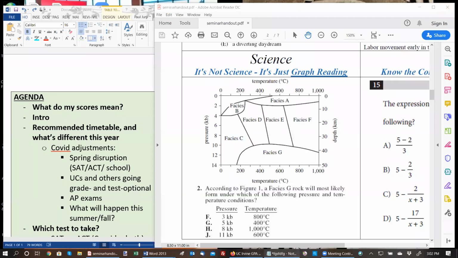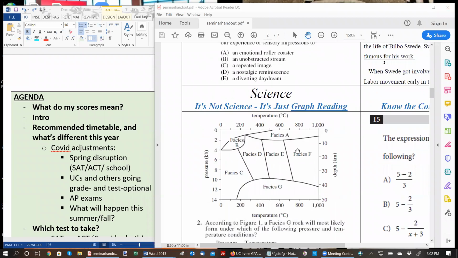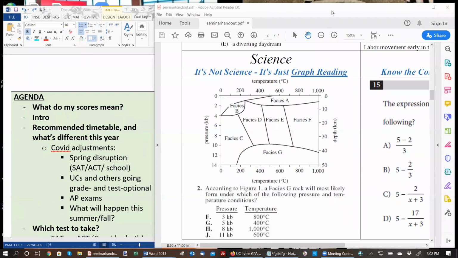So that's how the science works, guys. All of the other sections are similar. They all kind of work in that same sort of way where we just want to try to understand the basic rules of the test, and then we get better at it. It's the same test every time.